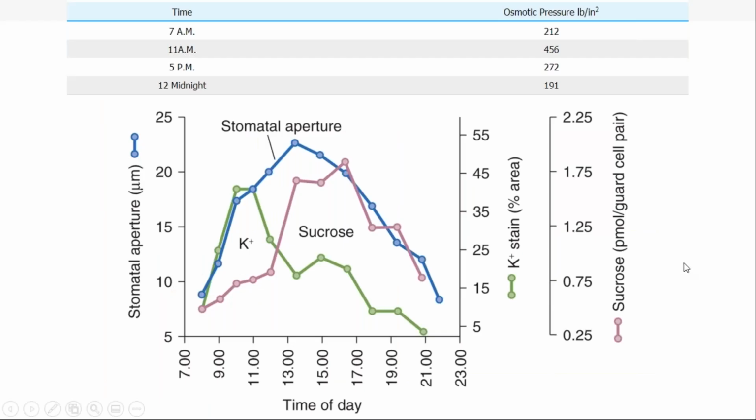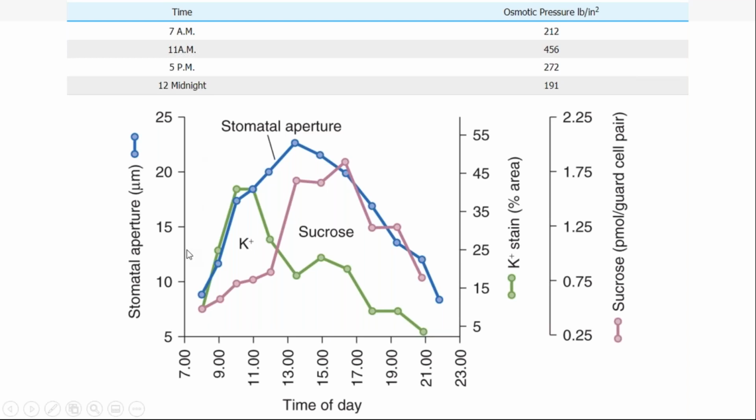So let's take a look at what that means for the plant. And this is timing, 7 in the morning, 11, 5, and midnight. Remember I said, early morning blue light hits the guard cells. That stimulates the opening or the chlorophyll to start producing energy.